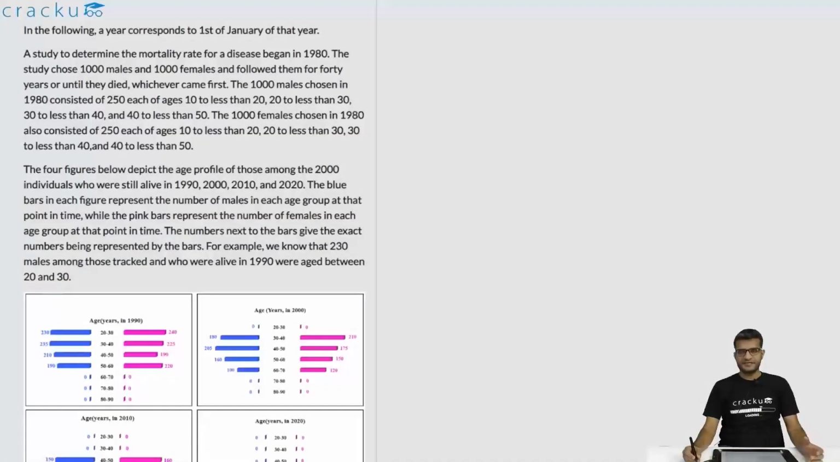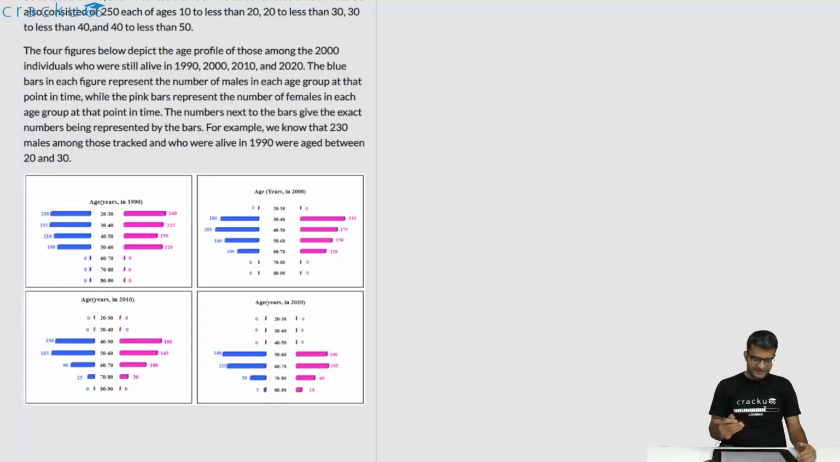In this question, we are given a bar chart. We are essentially told that a survey was conducted in 1980, which shows across a different spectrum of men and women. They were segregated according to their ages. So 250 men between 10 to 20 years old were surveyed. Similarly, 250 women between 10 to 20 years old were surveyed. Across the different age groups, 20 to 30, 30 to 40 and 40 to 50 were also surveyed. And how many of them were alive at different periods of time, that is at 1990, 2000, 2010 and 2020 is also given. With this information, let us go ahead and answer the questions that follow.